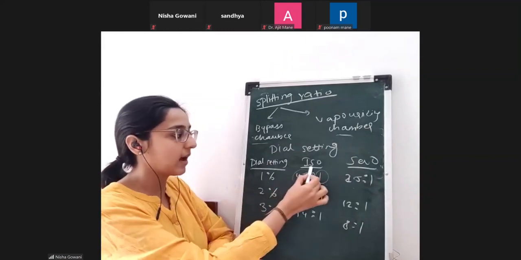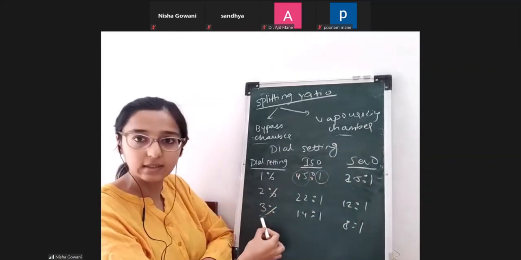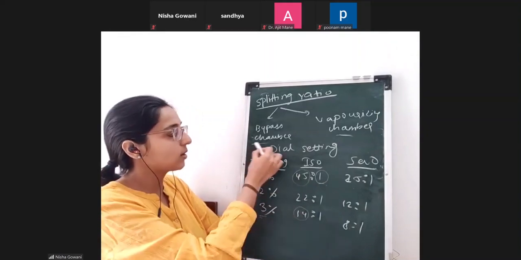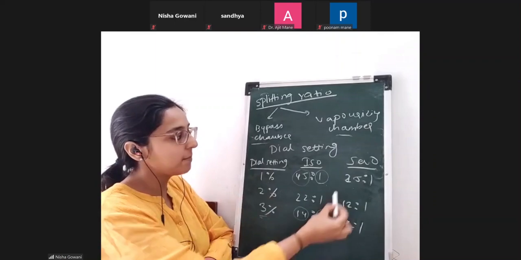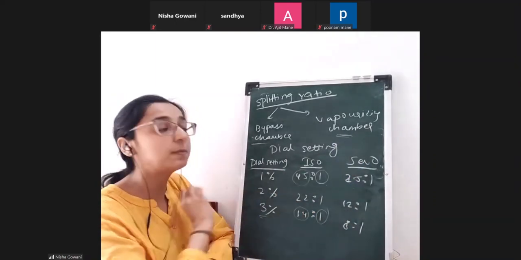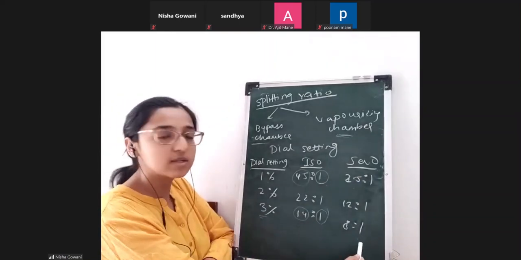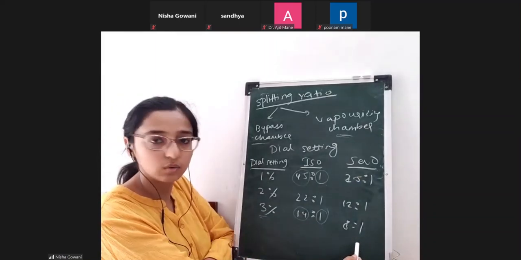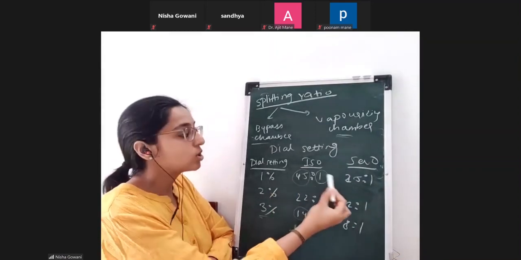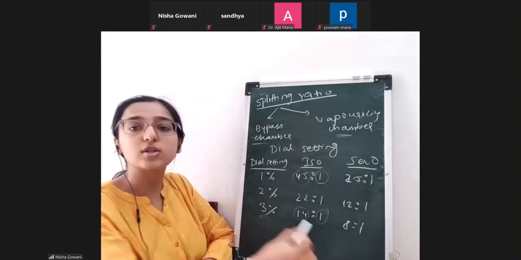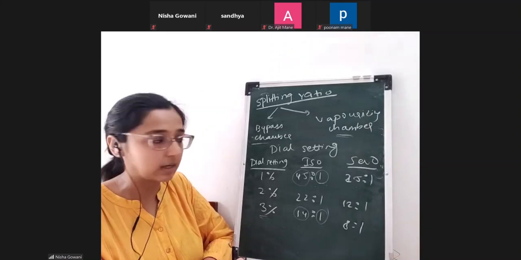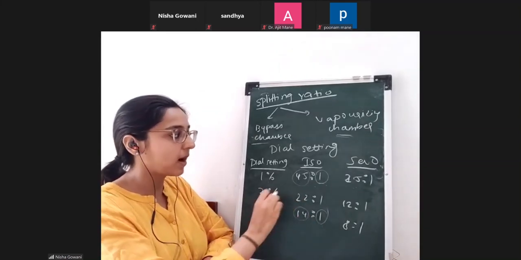If I increase the isoflurane dial setting to 3%, what is happening here? 14 parts are going to the bypass chamber and 1 part is going to the vaporizing chamber. This is the meaning of splitting ratio. Is the ratio the same for sevoflurane at 3%? No. Is the ratio for sevoflurane 1% the same as isoflurane? No. So this splitting is specific for every agent. That's why you cannot mix agents between the vaporizers. All right, is this part understood?